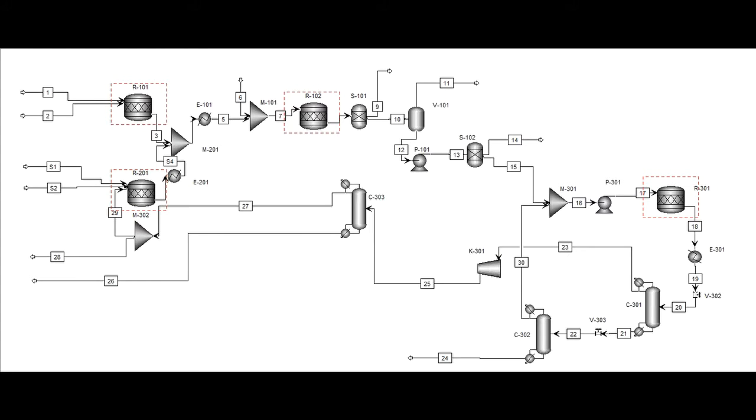Now, looking at the assessment of the models of the different units, we can see that the direct chlorination and oxychlorination reactors use R-Stoic reactors, which take into consideration the different reactions in each of the reactors and the different conversions of ethylene or chlorine in each reactor. The furnace also uses an R-Stoic model just because of the simplicity of the thermal cracking process.